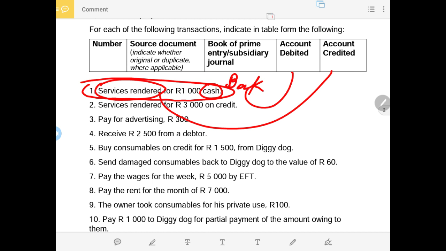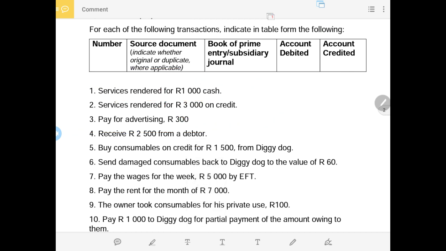It does not matter what type of service it is. If it's a service that we render and it is for cash, this is how it ought to be recorded. Then after, we go to the second transaction, do the analysis, and then record again.